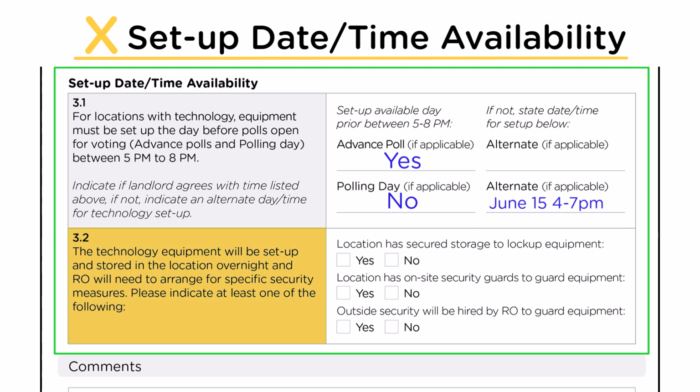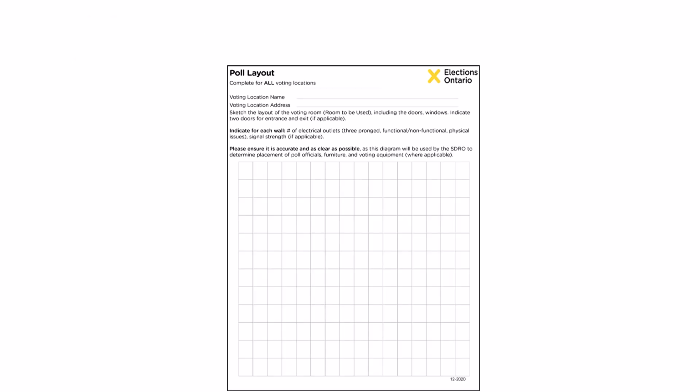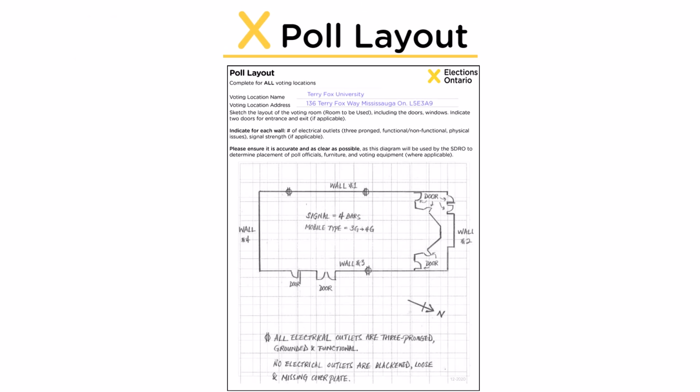The equipment needs to remain set up in the voting room and the room to be securely locked up overnight, and the RO must arrange specific security measures. The next section is the poll layout page. On this page, you will draw a clear diagram of the voting room's layout to assist with the poll setup. This includes the furniture, placement of staff, and the technology equipment, if applicable. You must draw one for each location.